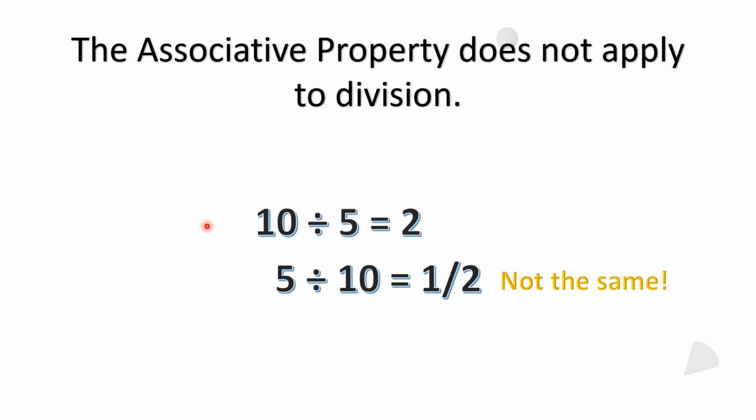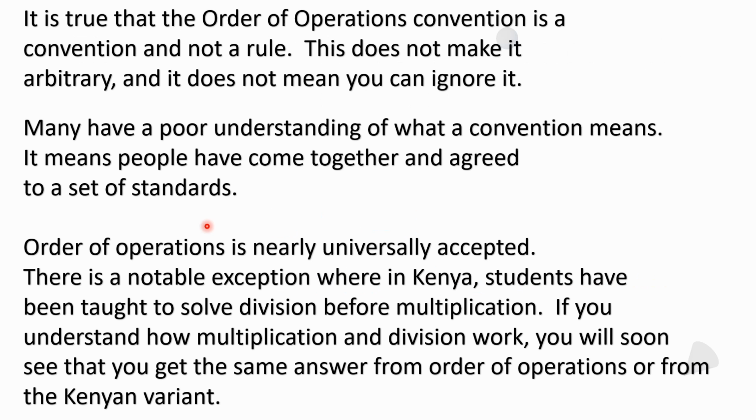Now, the associative property does not apply to division. 10 divided by 5 equals 2. 5 divided by 10 equals a half, so it's not the same thing. So you have some differences there.